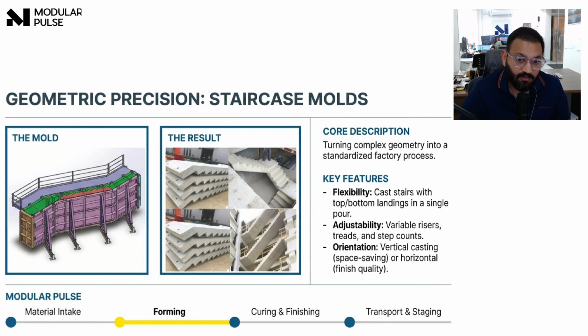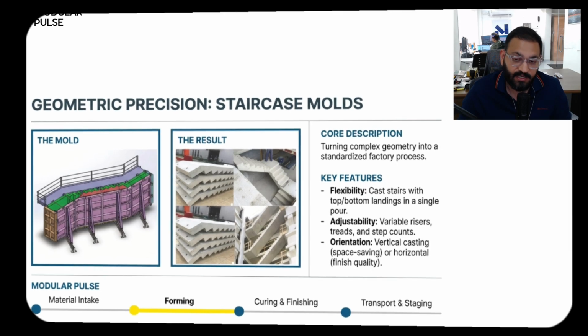These molds allow adjustable riser height, adjustable step count, vertical or horizontal casting. Vertical casting saves space. Horizontal casting gives better surface finish. Once the staircase is demolded, it is ready to install at site with minimal work, of course, after curing. This not only improves quality, but also significantly improves the safety and speed at site.